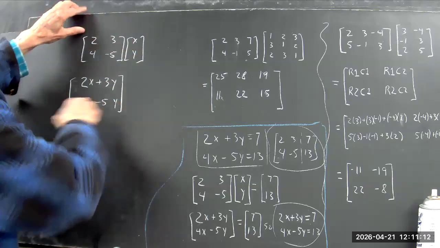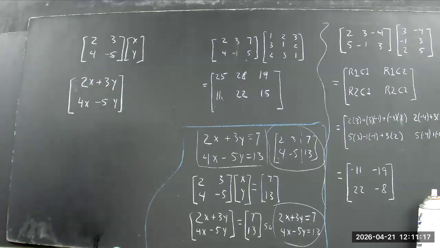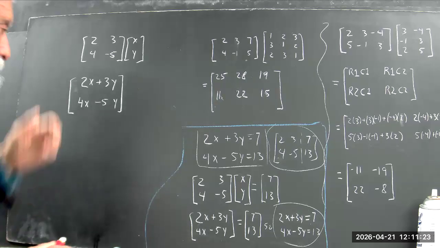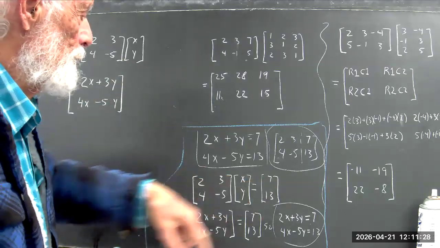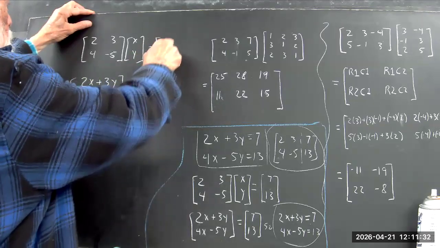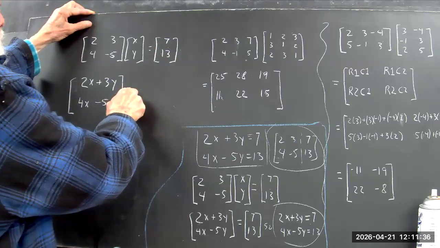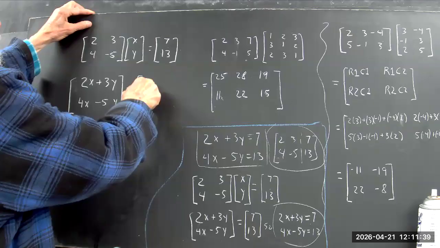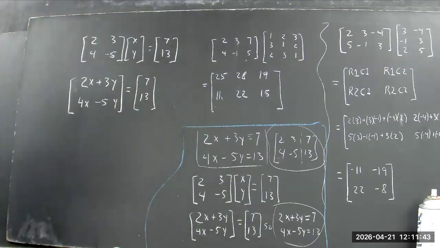Now, I don't remember if you wrote down brackets, but you do get a matrix, okay? So you always do want to put the brackets around it if you have a matrix. Now, my equation said that this was equal to the column 7, 13. So this should be equal to the column 7, 13, right?